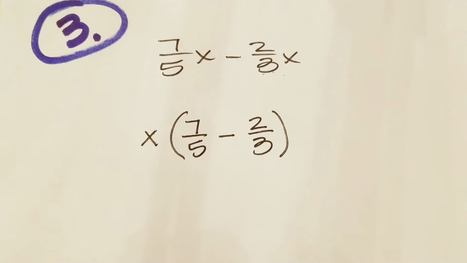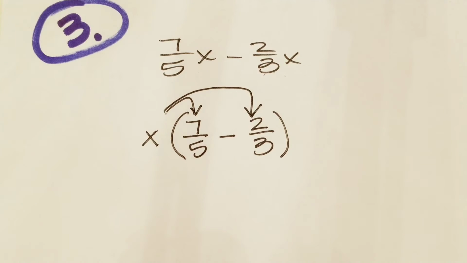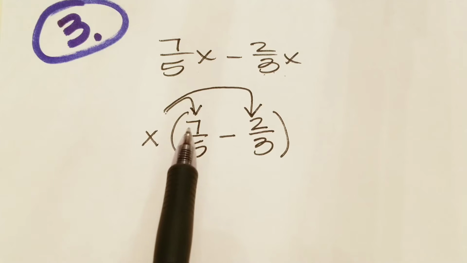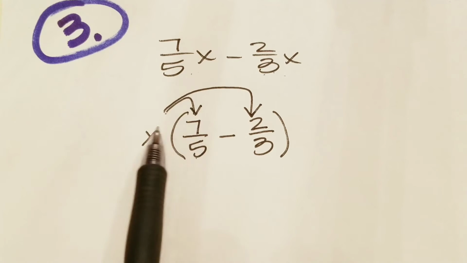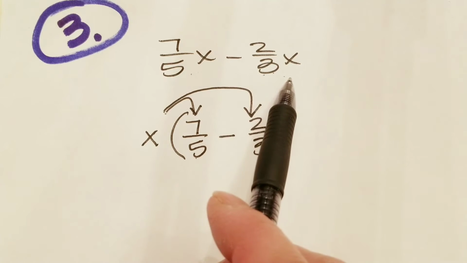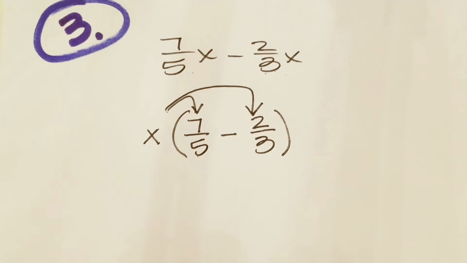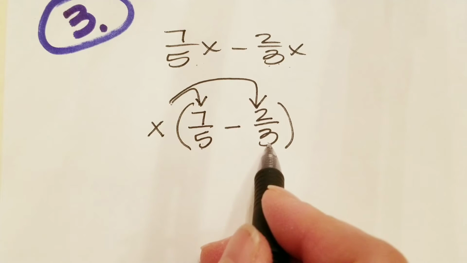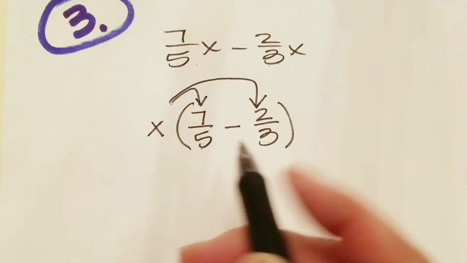I kind of unraveled this problem. I undid this problem. Now I'm just going to put the distributive property concept in so you can see it. If I were to multiply x times 7/5, I would get 7/5 x, and then x times 2/3, I would get 2/3 x. And then that subtraction sign is just my operation. So what I see here is that I do not have a common denominator, and I need a common denominator before I can subtract these.